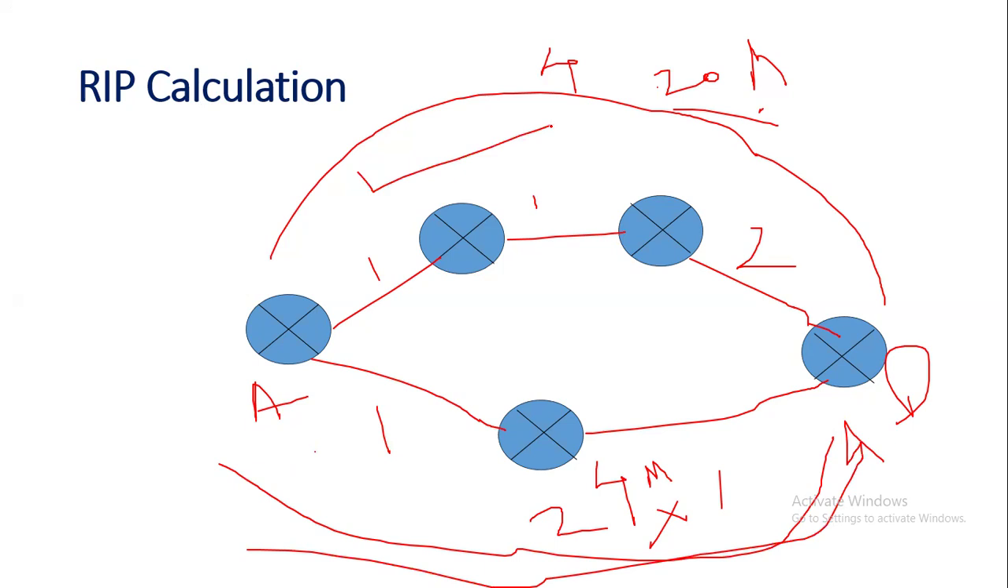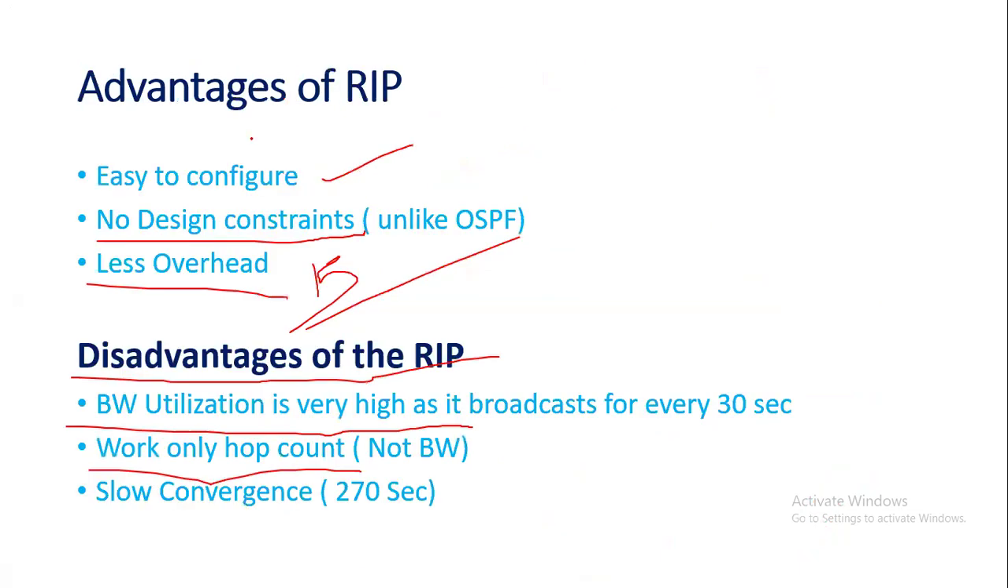That means they are focusing only on hop count. They are not focusing on the bandwidth they have. And if you have the least cost and least bandwidth, then you will get better performance. So they are focusing only on hop count. They are not thinking about the bandwidth of a particular path, and it is also slow convergence.